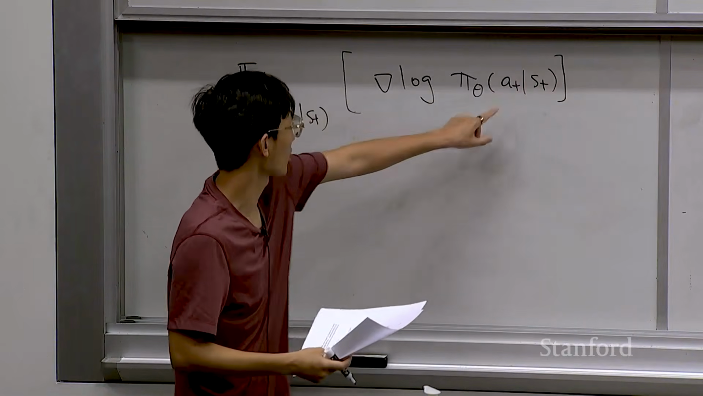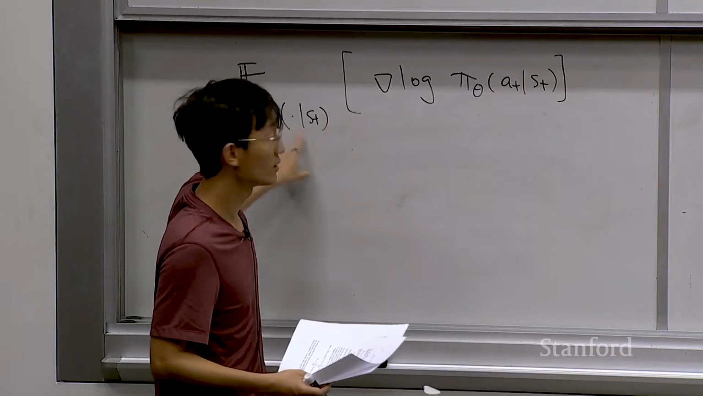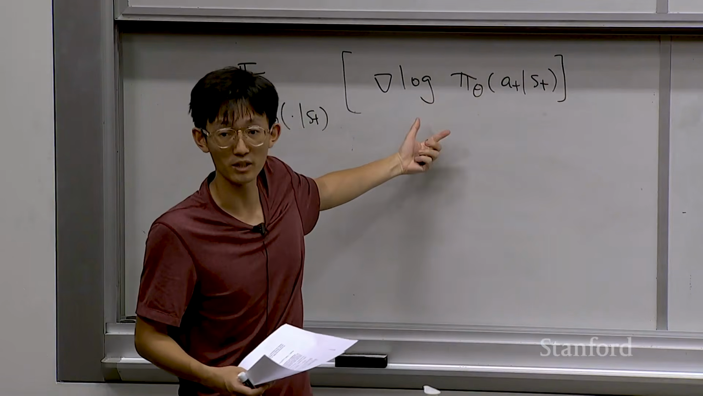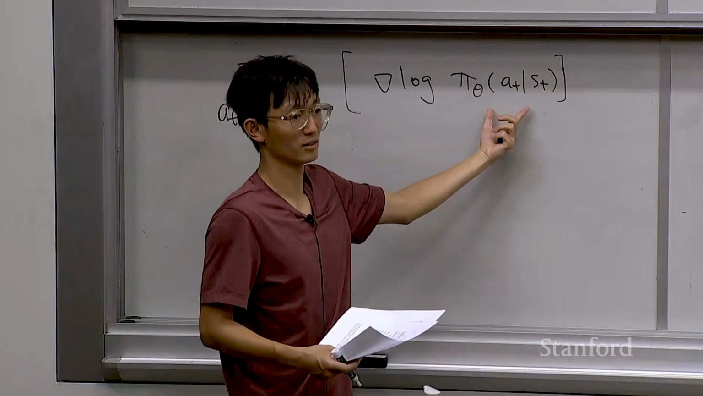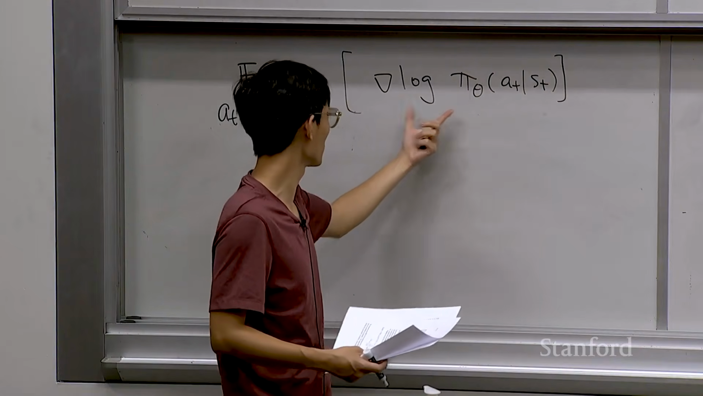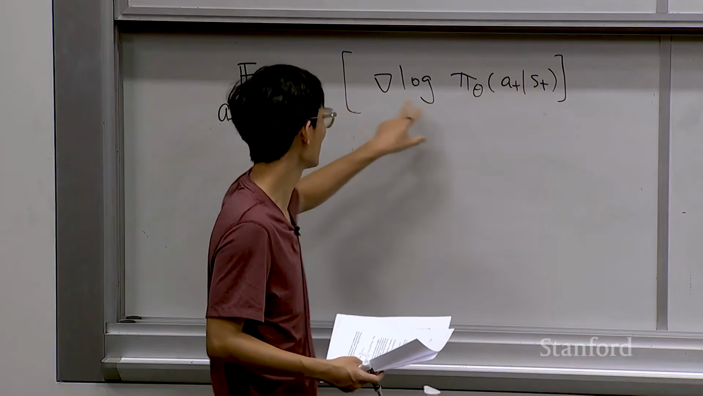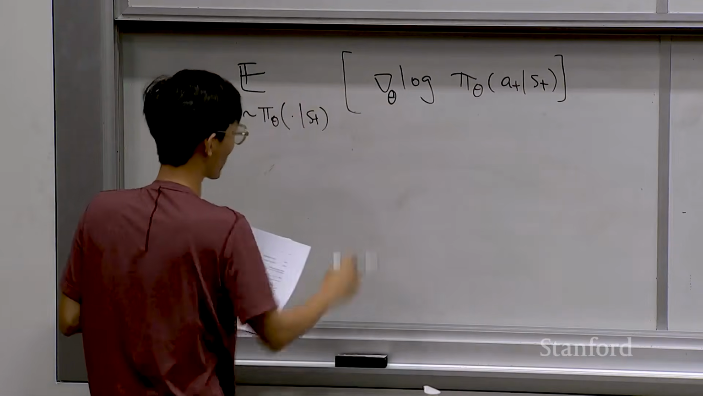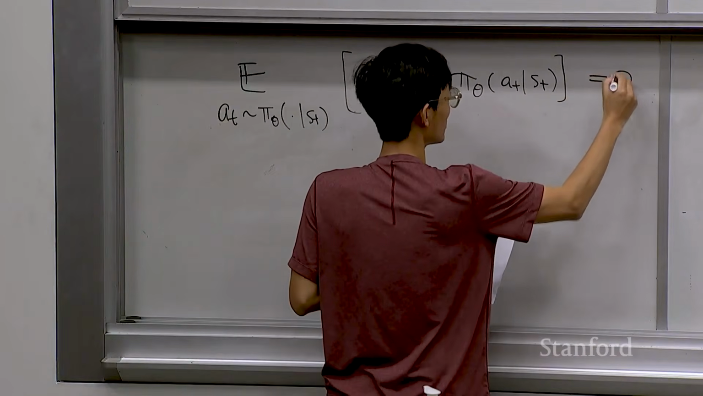Right, so a_t is a random variable. You sample it from this policy, and then you look at the log probability under the same policy, and you take the gradient. So this is a numerical number, right? You take the gradient of this function with respect to theta, and you take the expectation. This is 0.